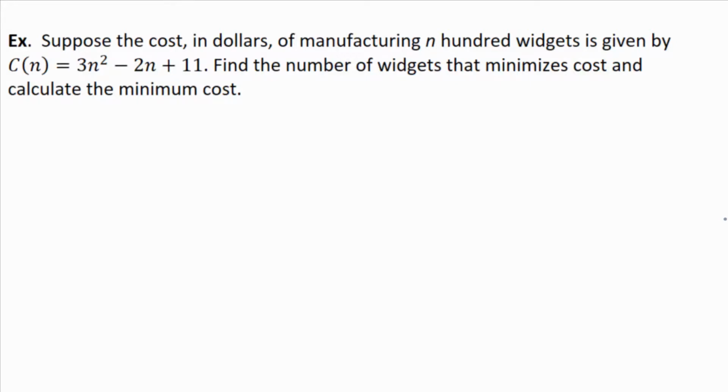Suppose the cost in dollars of manufacturing n hundred widgets. What's a widget? It's a whatchamacallit. Suppose that cost is given by C of n equals 3n squared minus 2n plus 11. Find the number of widgets that minimizes the cost, and calculate the minimum cost. Does everybody see that the procedure here is going to be the same? We're going to find the vertex.